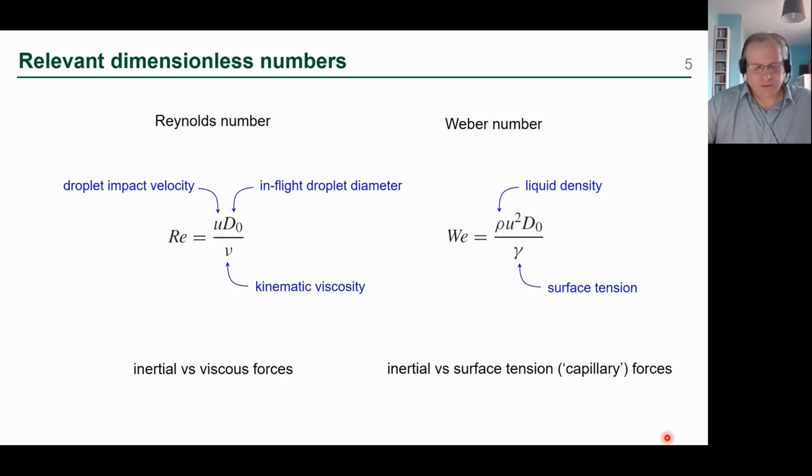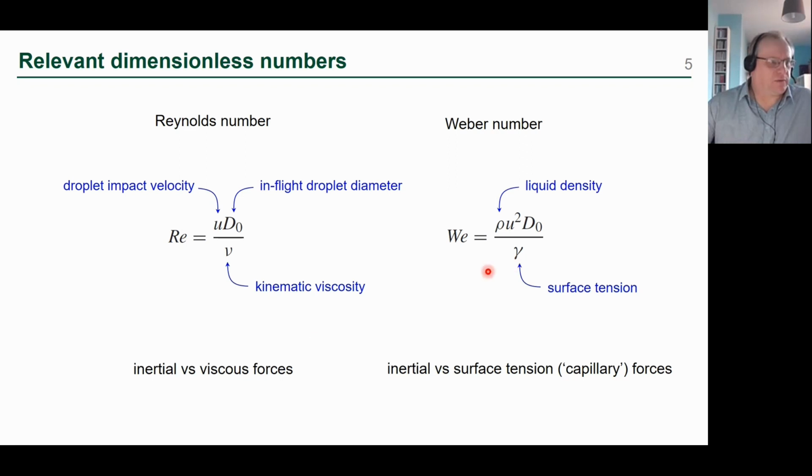So that's the driver. Just to help set the working context, I need to make sure you're aware of some dimensionless numbers, and I guess you've already covered some of these. I would certainly expect that you're already familiar with the Reynolds number. So in this context, the Reynolds number is defined in terms of the droplet impact velocity and its in-flight diameter, so that's before it hits the substrate, and the kinematic viscosity, and that measures inertial versus viscous forces.